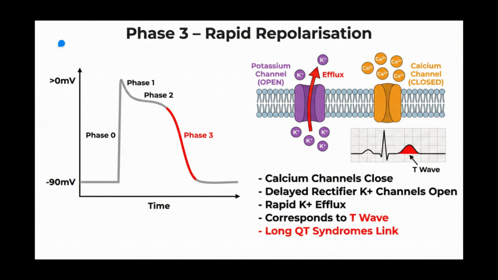Phase 3, rapid repolarization. Now the calcium channels close, delayed rectifier potassium channels open. Potassium leaves the cell in larger amounts. The membrane potential returns toward negative resting level. On ECG, this corresponds to the T wave, which represents ventricular repolarization. High-yield link: many long QT syndromes involve abnormalities in potassium channels during phase 3.